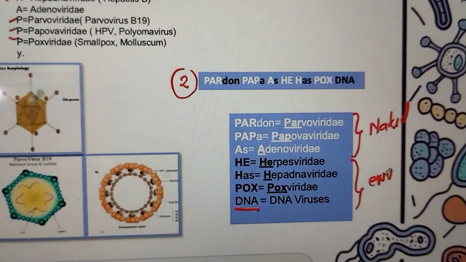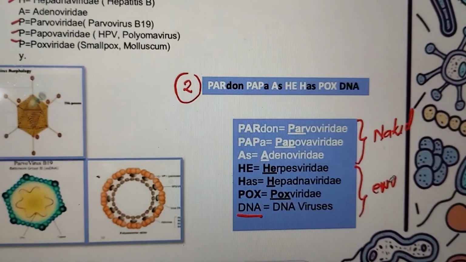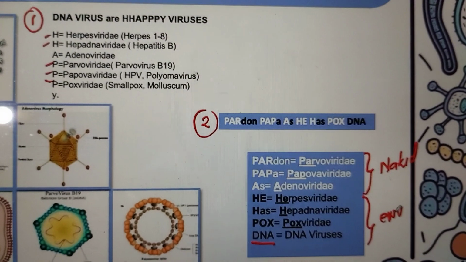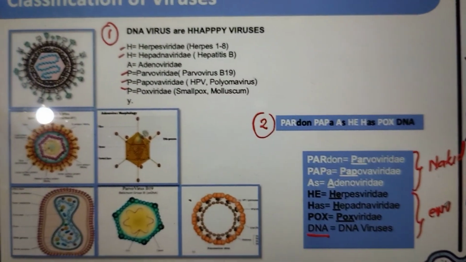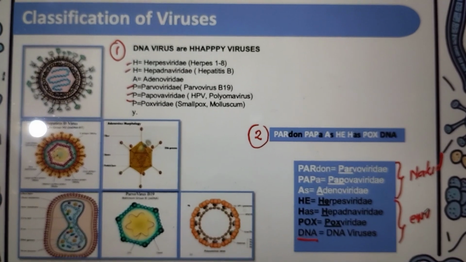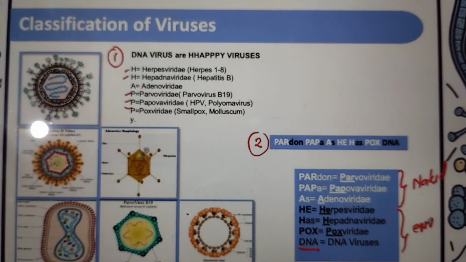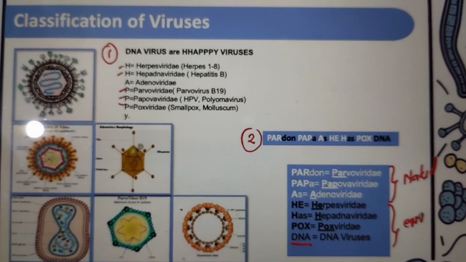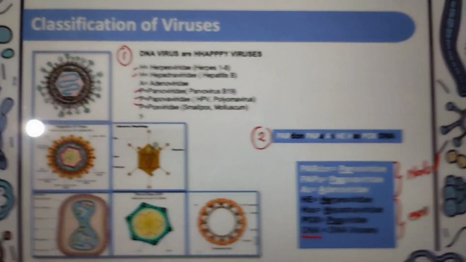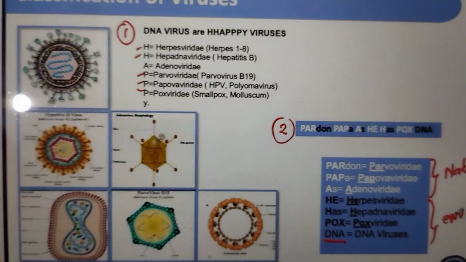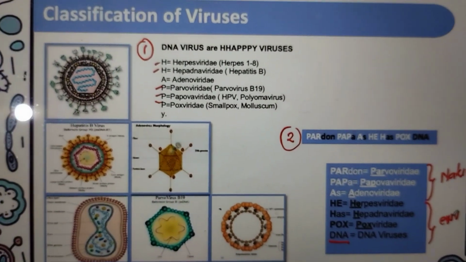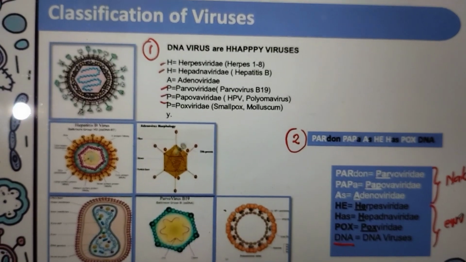Why do I always emphasize the classification? Because if you know the classification of your DNA viruses and your RNA viruses, it will be easy for you in the exam to eliminate what is being asked. I know you have encountered in the previous recall that they will tell you this is a DNA virus, this is an RNA virus. So immediately you know, if it doesn't belong to the 6 DNA viruses, then it is an RNA virus.